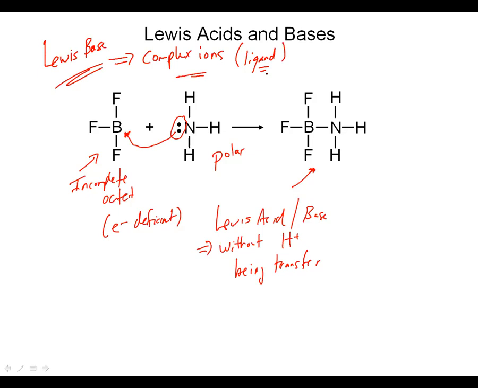Any questions about our Lewis acids and bases? Again, the definition of a Lewis acid is an electron pair acceptor, while a Lewis base is an electron pair donor. Sort of opposite of Bronsted-Lowry in terms of accepting and donating. Bronsted and Lowry use H plus being accepted and donated, while Lewis uses electron pairs being accepted and donated. Any questions on that?